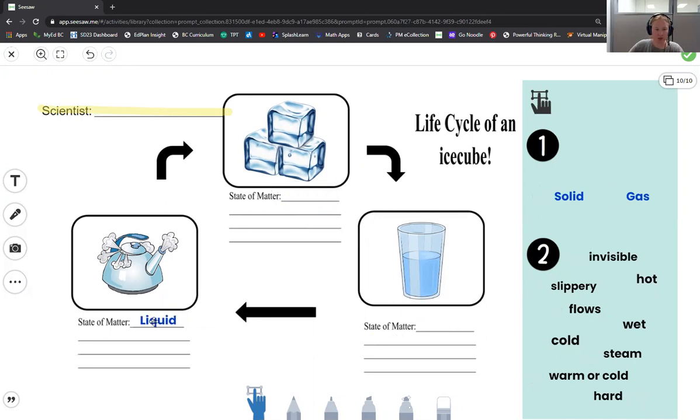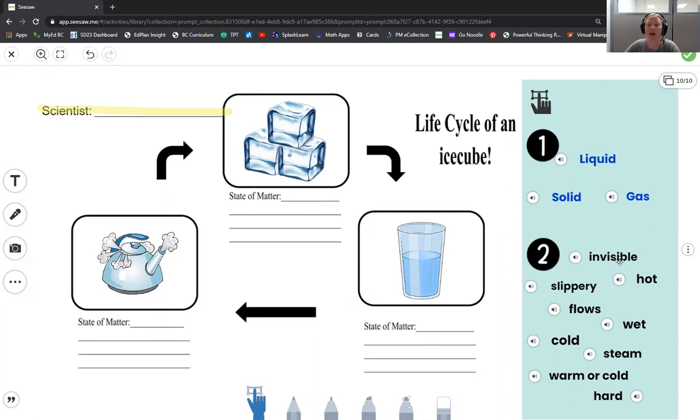Which one do you think is liquid? Is it the ice? Is it the water? Or is it the boiling kettle? Which one's a liquid? And place it in the spot you think it is. And same with solid or gas. Okay, so that's your first job. Say which one's a liquid, which one's a solid, which one's a gas. Now, number two is on to our describing words.